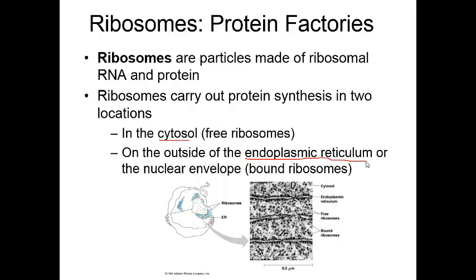Generally speaking, both of these ribosomes do the same thing. Free ribosomes tend to produce proteins that are used within the cell. Bound ribosomes tend to produce proteins that are going to be exported out of the cell or secreted from the cell.